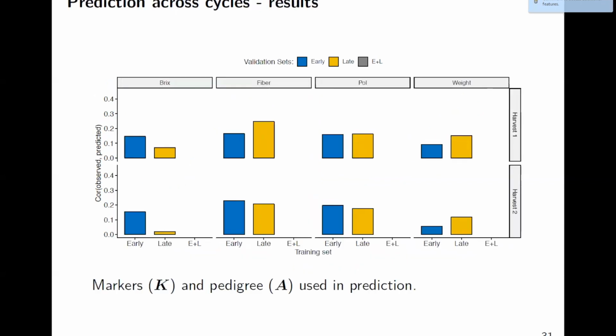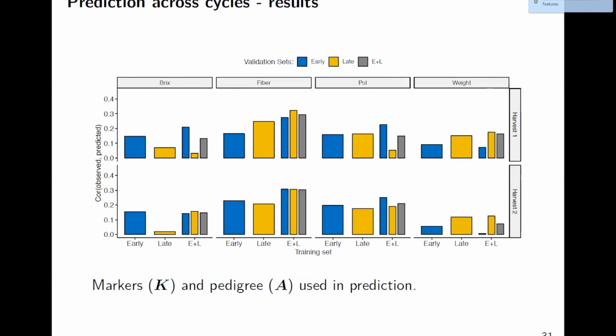Let's move to the other scheme of validating the genome prediction, in which I'm using the whole cycle 05 to predict the whole cycle 06. Here we see a drop in prediction accuracies in all cases in comparison to what we had before. The same idea holds: there's not a clear trend between the harvests and the early and late seasons.